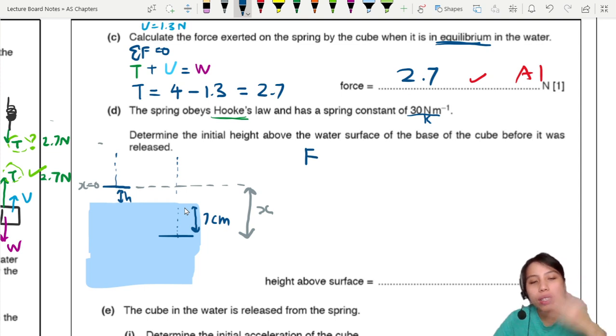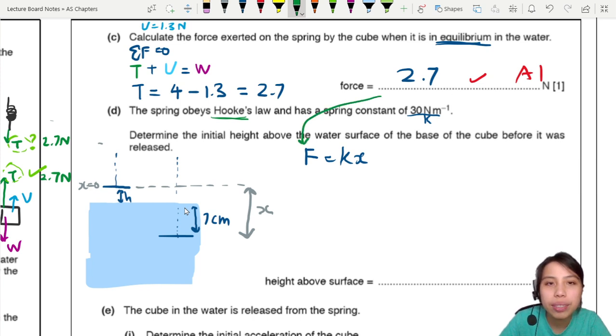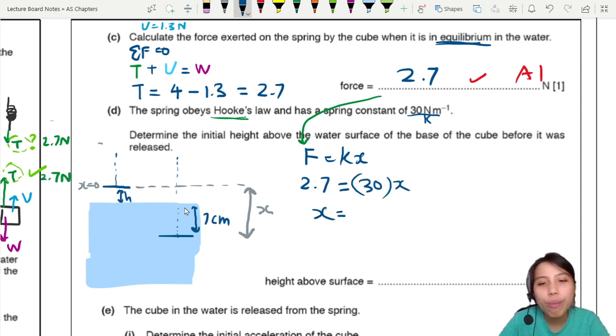So the spring, once it goes into the water, was stretched. F equals kx. The force is the one up there, the force exerted on the spring, which is a tension force. So this value has to come down here. So that will be 2.7 equals the spring constant and then the extension. So how much did our spring actually extend? 2.7 divided by 30 is what? 0.09, right? 0.09 meters, or you could say 9 cm.